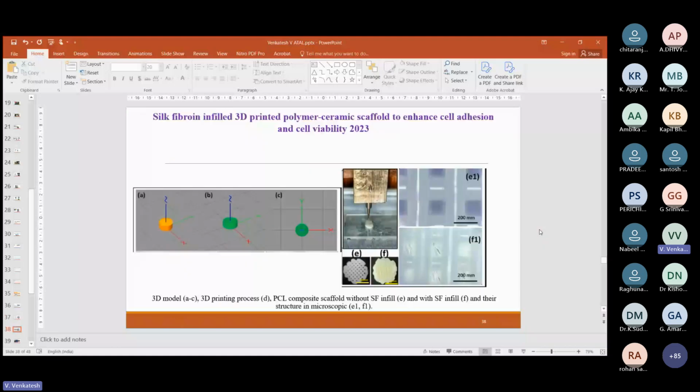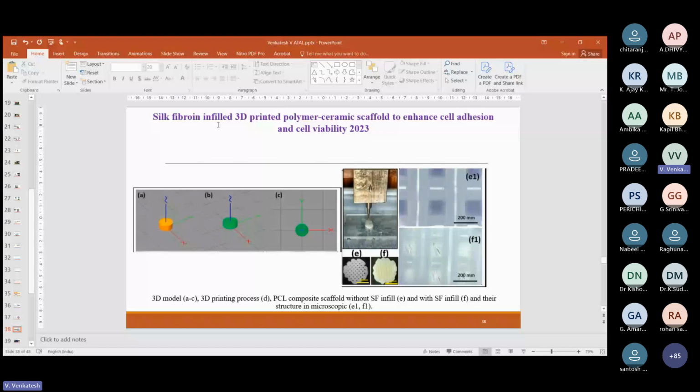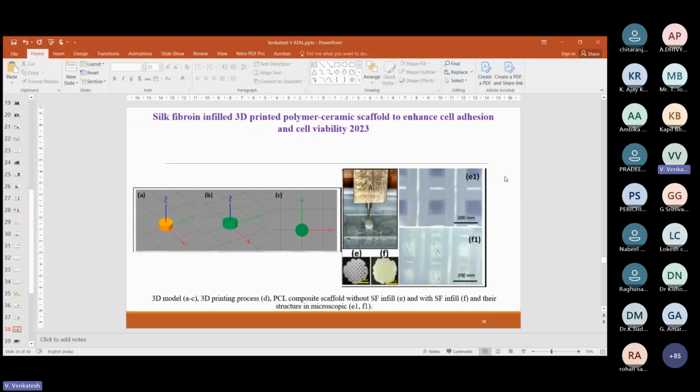With this inspiration and groundwork, I developed my own pneumatic and extrusion-based technology. In the year 2023, we published one paper titled silk fibroin infilled 3D printed polymer composite scaffolds to enhance cell adhesion and cell biology. This is about the geometric model we prepared before we started printing. As I mentioned at the beginning of the slides, there are a total of 8 steps in the development of any product using any type of additive manufacturing technology.